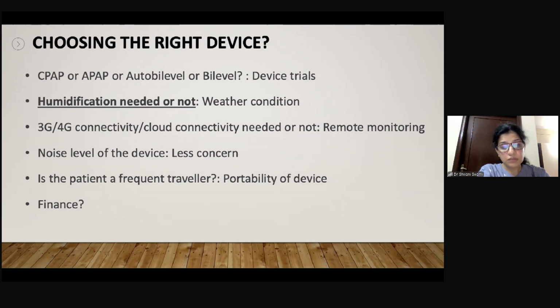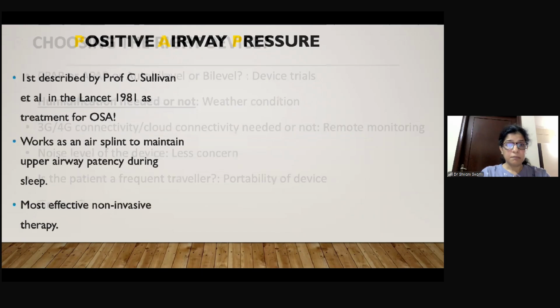But the most important in our country till date remains finance, because the patient will invariably be paying out of their own pocket. There are hardly any policies or any covers that are covering sleep disorders. So that definitely remains a challenge and a major factor in ascertaining what kind of device the patient can actually afford, that would also help in treating the disorder but not burn a hole in his pocket.